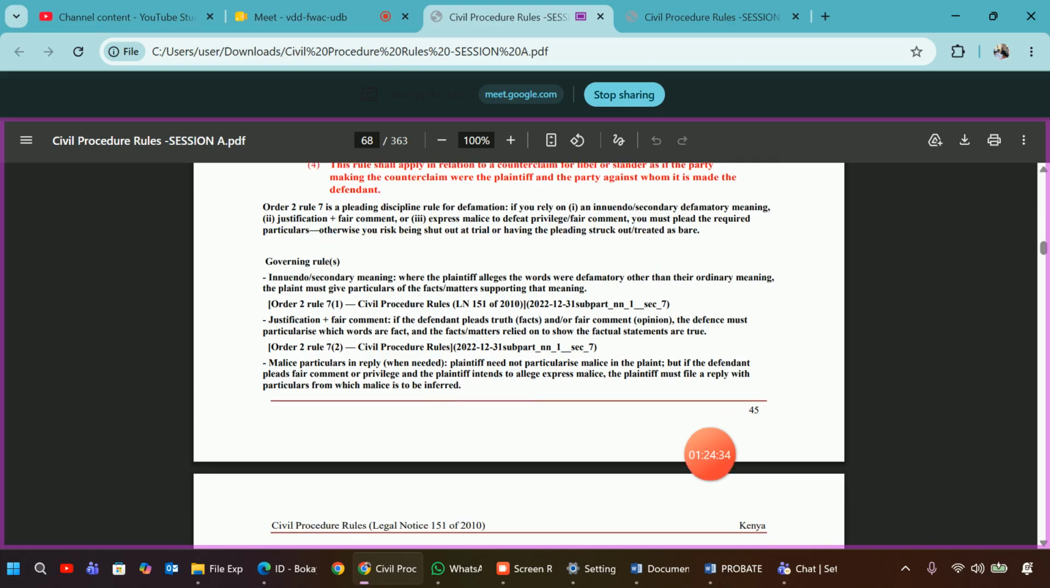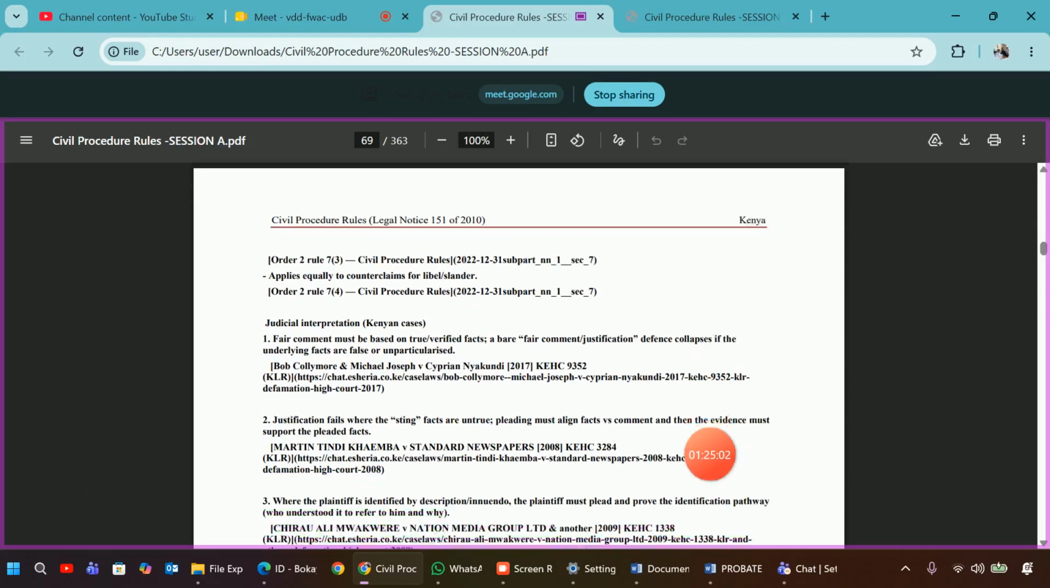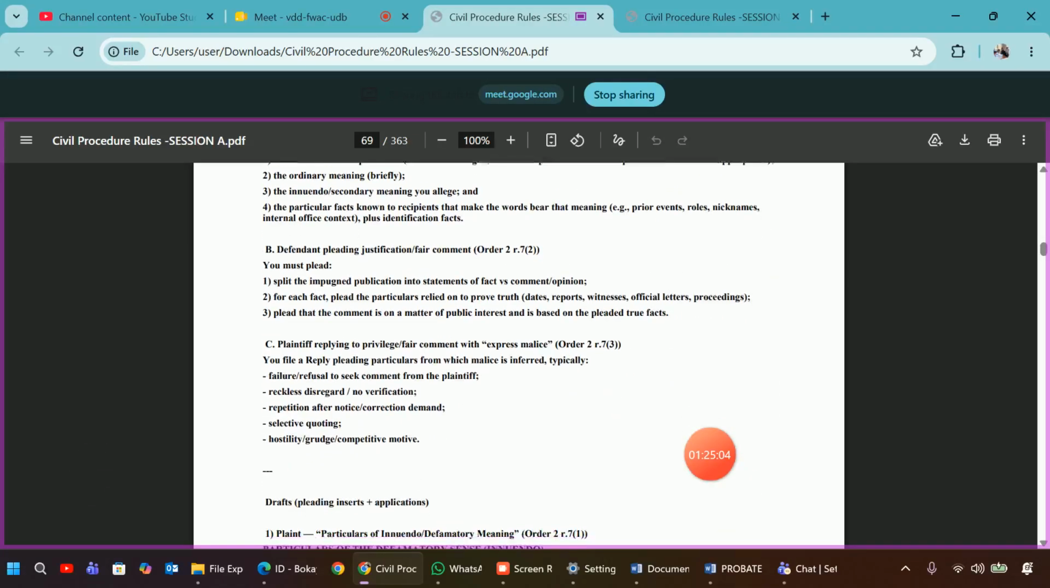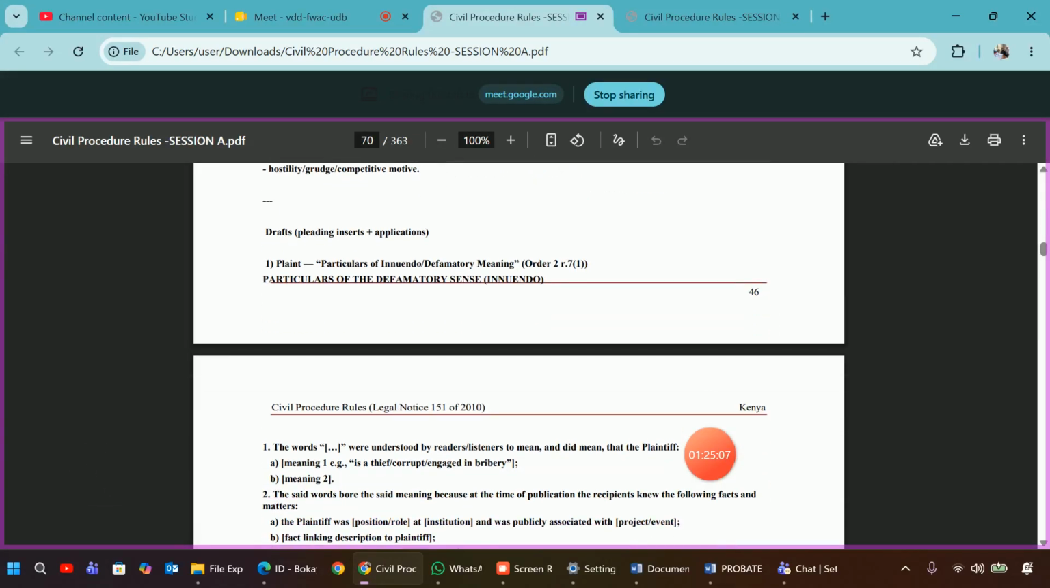So we have various elements to take away. First, innuendo or a secondary meaning, where the plaintiff alleges the words were defamatory other than in their ordinary meaning. The plaintiff must give particulars of the facts or matters supporting that meaning. Then second, we have justification plus fair comment. If the defendant pleads truth of fact and/or fair comment or opinion, the defense must particularize which words are fact and the facts or matters being relied on. So in short, you must plead directly as per the reasonable man's test.